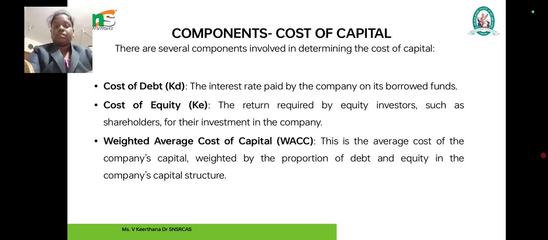And the next is cost of equity, which is KE, the return required by equity investors such as shareholders for their investment in the company. And the next is weighted average cost of capital. This is the average cost of the company's capital weighted by the proportion of debt and equity in the company's capital structure. So the concept is the average cost of the company's capital, weighted by debt and equity in the capital structure. Hope you have understood.